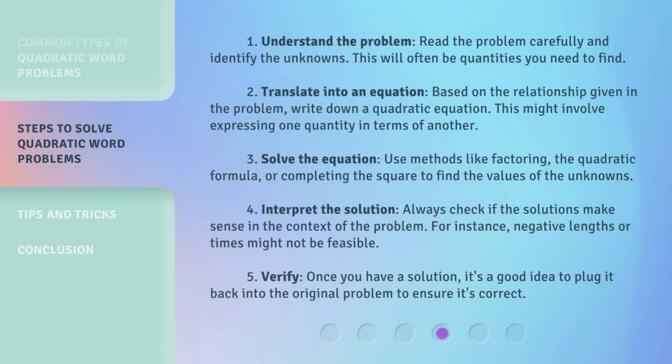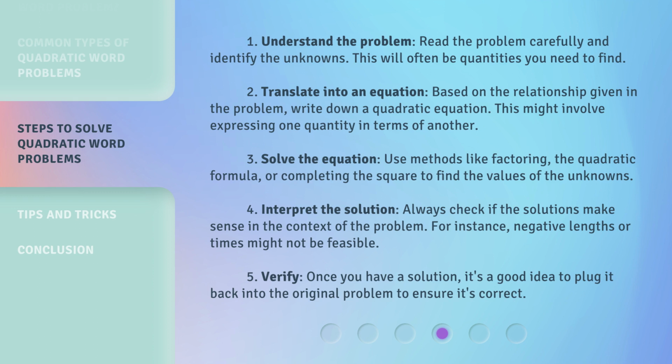1. Understand the problem. Read the problem carefully and identify the unknowns. This will often be quantities you need to find. 2. Translate into an equation. Based on the relationship given in the problem, write down a quadratic equation. This might involve expressing one quantity in terms of another.